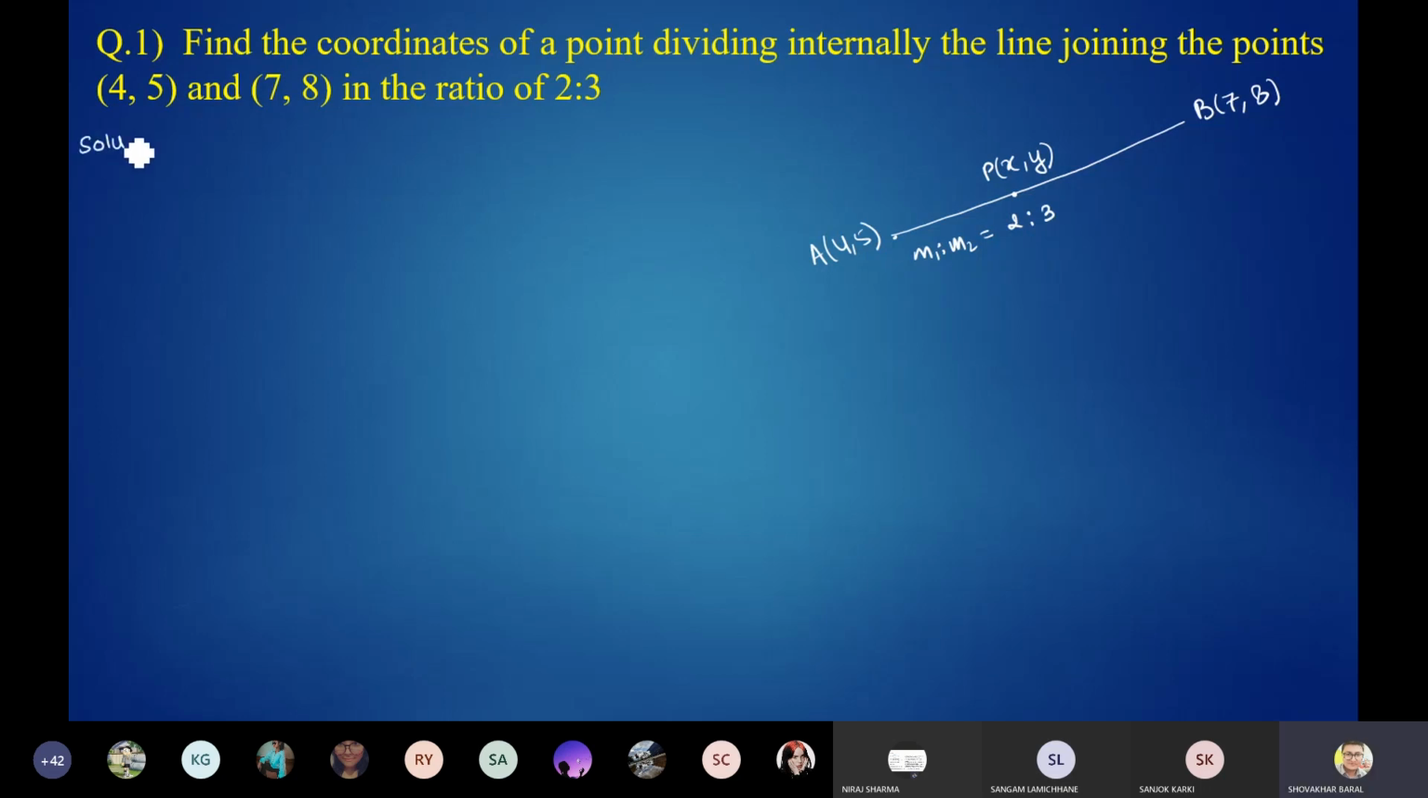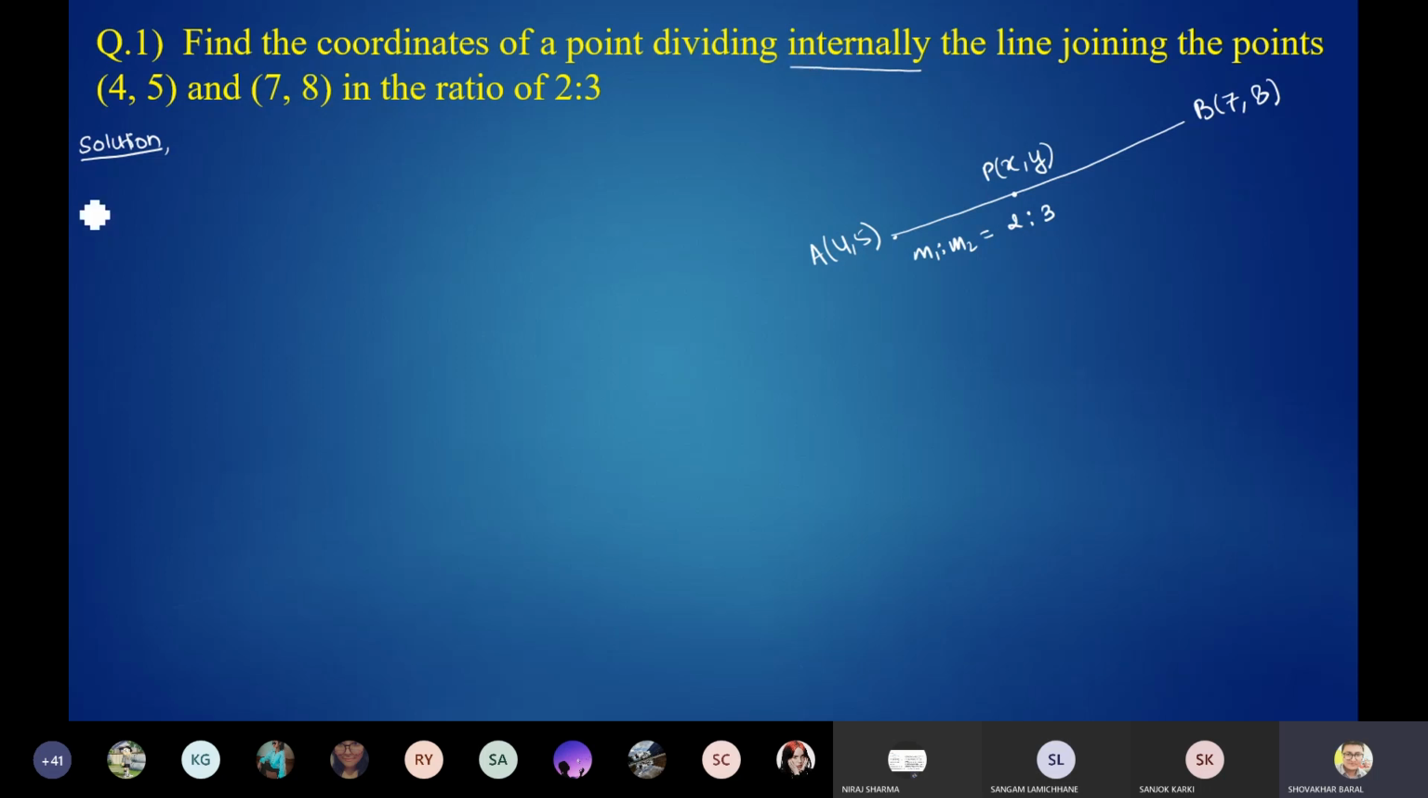If you can't even state the formula, then these questions can't be solved, so you need to remember the formula at least. Yes, the question clearly says it is internal. And if the question doesn't say either internal or external, and simply says find the coordinates of the point dividing the line joining, then always understand it as internal division.